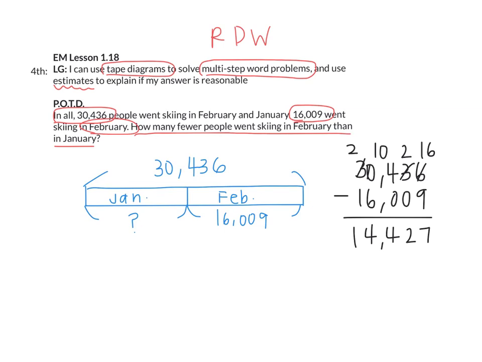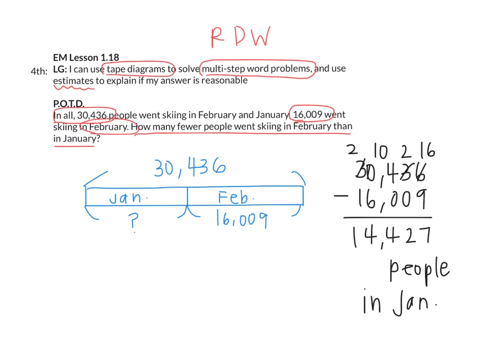Is that my final answer? 14,427 people. Is that my final answer? No, because if I go back and see what I underlined, it says how many fewer people went skiing in February compared to January. 14,427 people, that's in what month? January. So how can I find out how many fewer people went in January compared to February? I need to subtract, right?